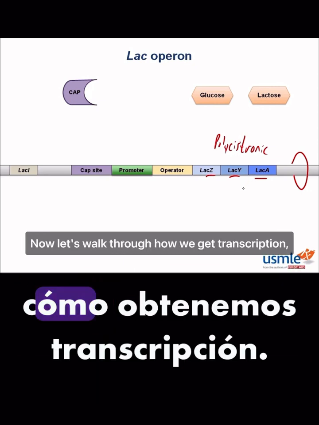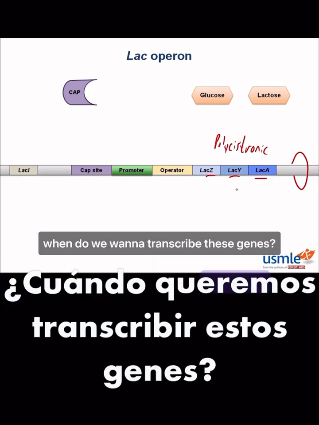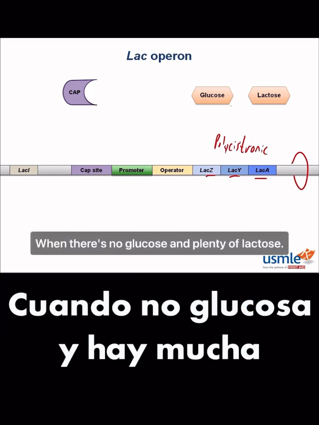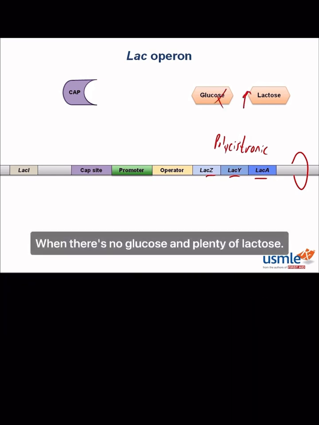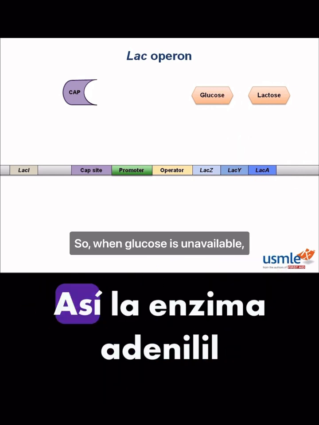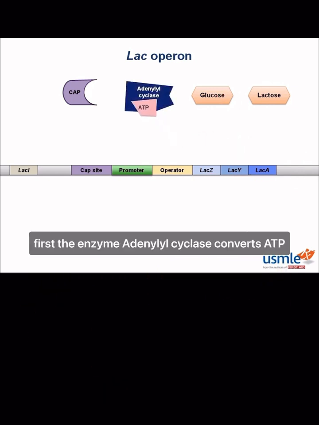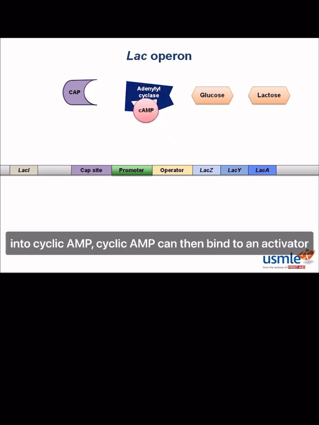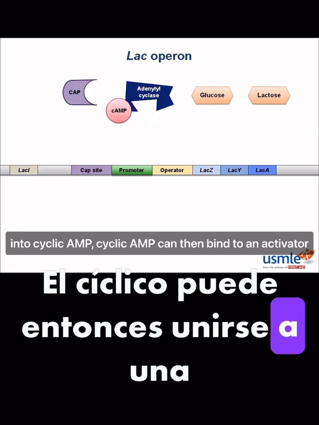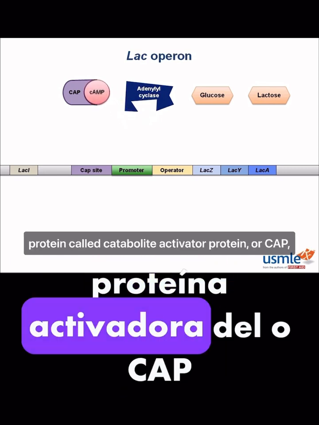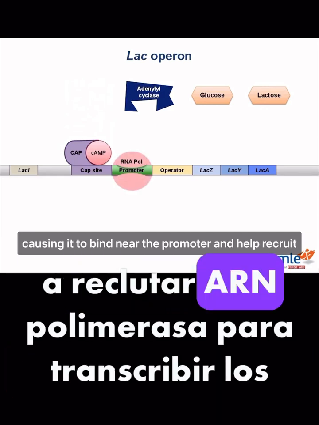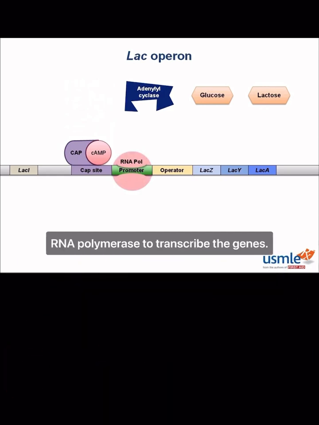Now let's walk through how we get transcription. When do we want to transcribe these genes? When there's no glucose and plenty of lactose. So, when glucose is unavailable, first, the enzyme adenylyl cyclase converts ATP into cyclic AMP. Cyclic AMP can then bind to an activator protein called catabolite activator protein, or CAP, causing it to bind near the promoter and help recruit RNA polymerase to transcribe the genes.